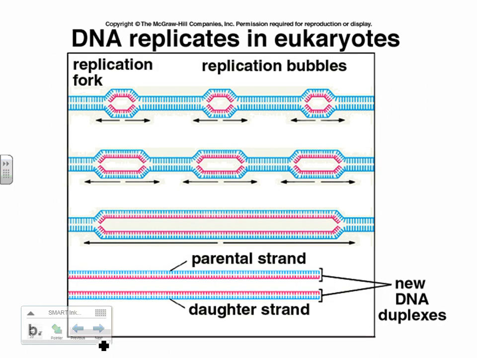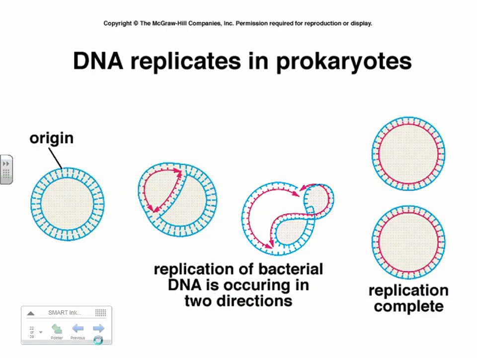There we see replication happening in a eukaryote. It starts at multiple places, multiple origins of replication. Here we see it in a bacteria. It starts at only one place.